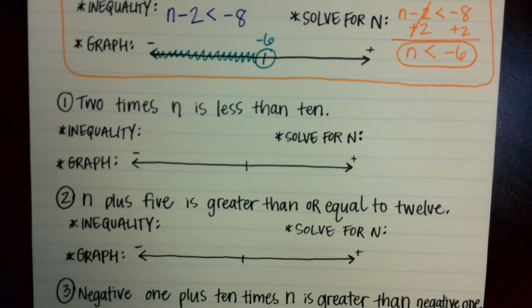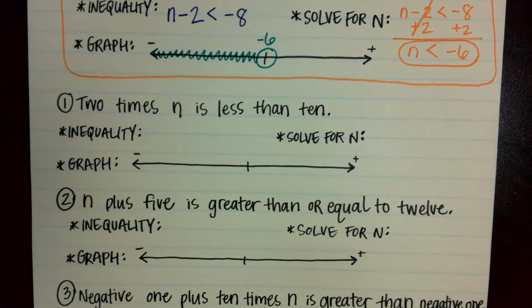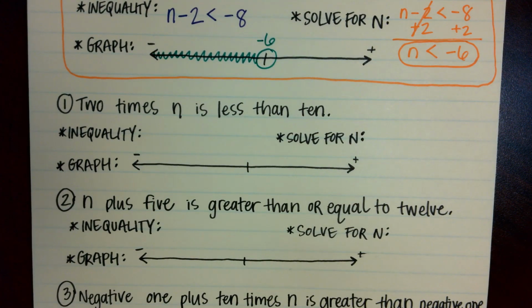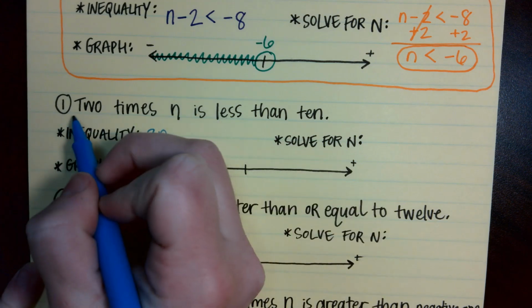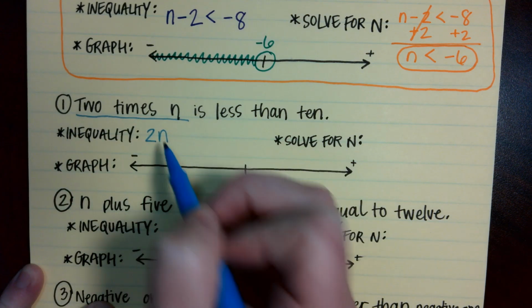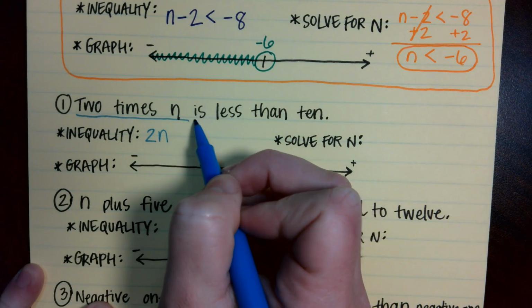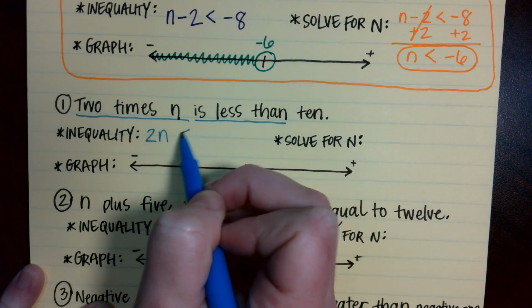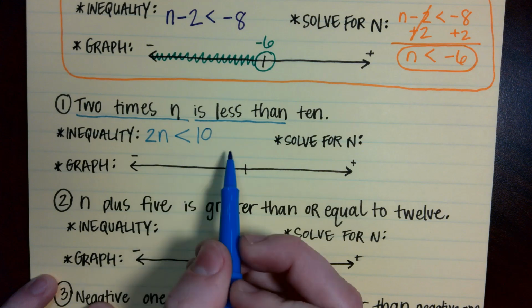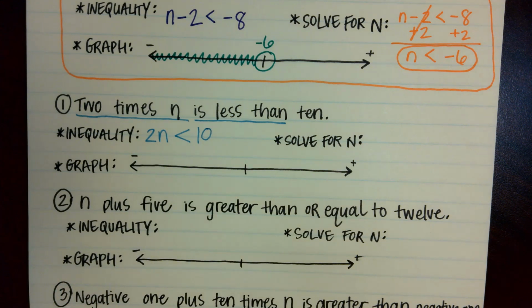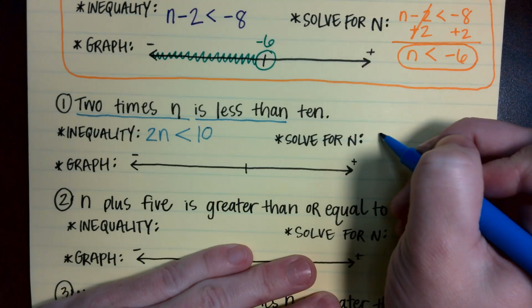What did you guys write for your inequality? 2n. Alright, 2n, so you did 2 times n, there's 2n, and you said less than, good, is less than 10. Perfect. Did everybody get this far? Awesome. Alright, so let's solve for n.